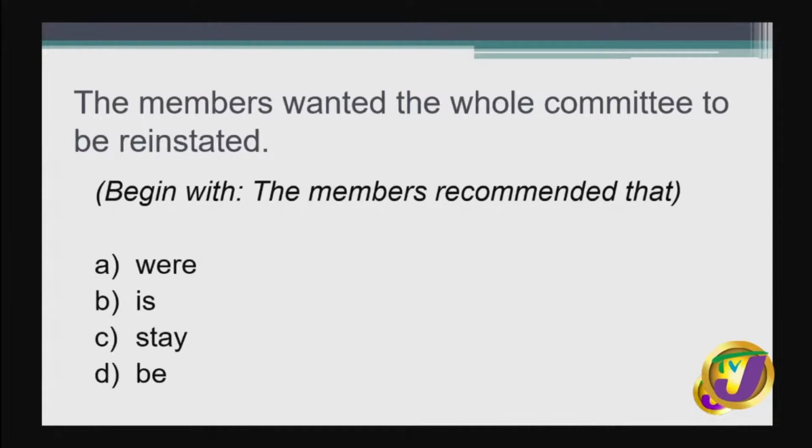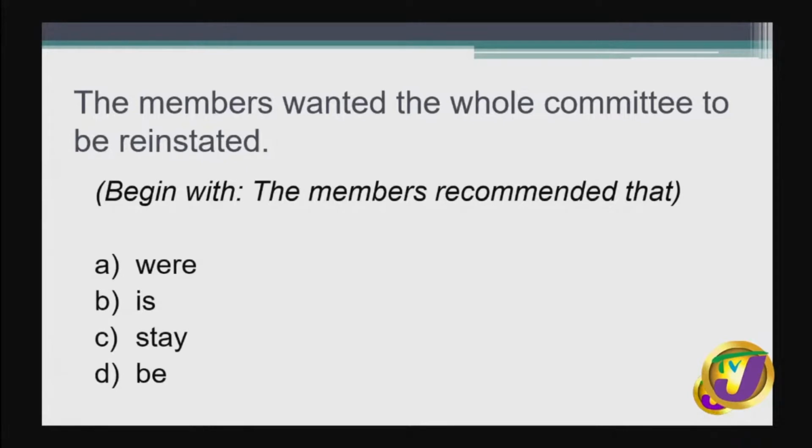Remember, you want to keep the original meaning intact. You don't want to change the meaning, you don't want to change the tone, you don't want to change the flow. So if you start with the members recommended that, the whole committee, what are you going to finish it off with?